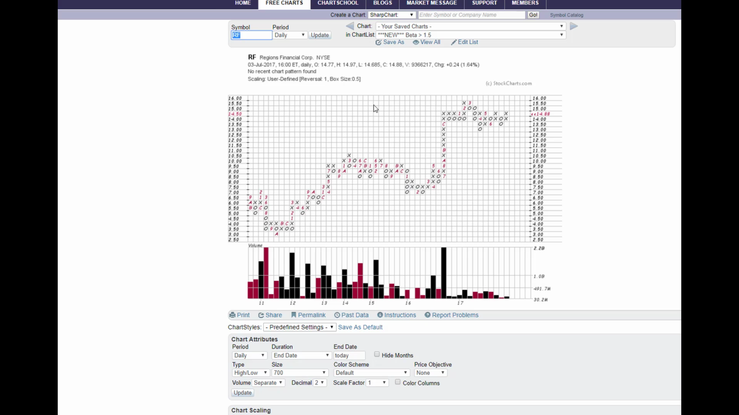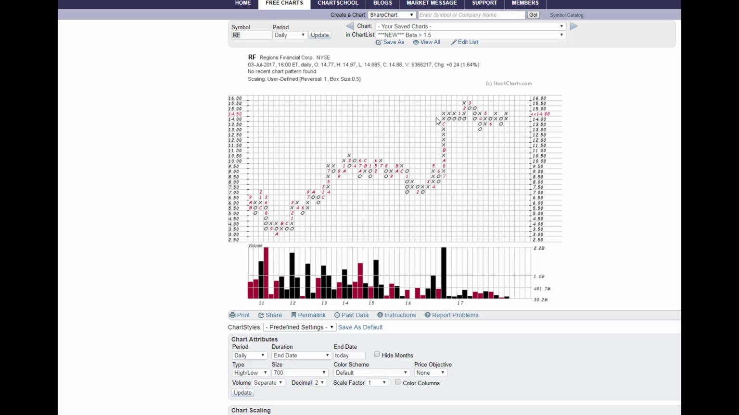If I look at a point and figure chart, this is a 1-box reversal. I've had to get the box size down to 50 cents. If we count this horizontal count, each one of these blocks is 50 cents. So 1, 2 is $1, 3, 4 is $2. Here's $3, so $3.25. If I'm being very conservative, $3.25 plus 13 gives us a $16.25 price target. And then if I add it to the zone that we counted here, we have a $17.25 price target.